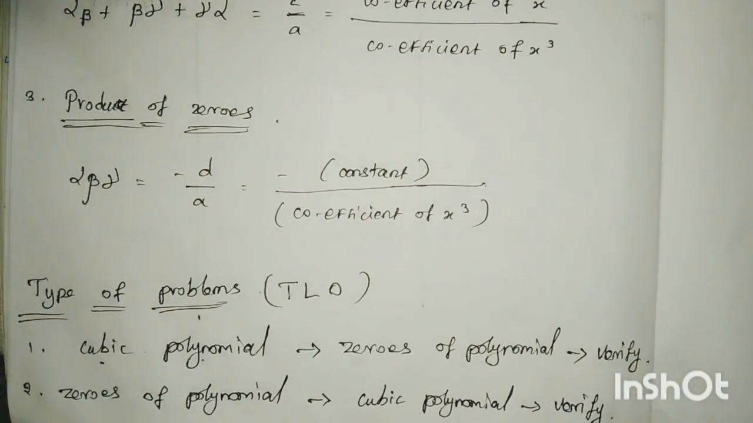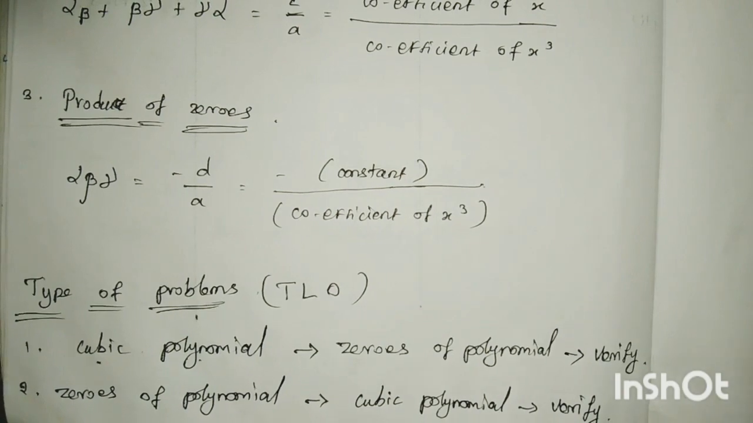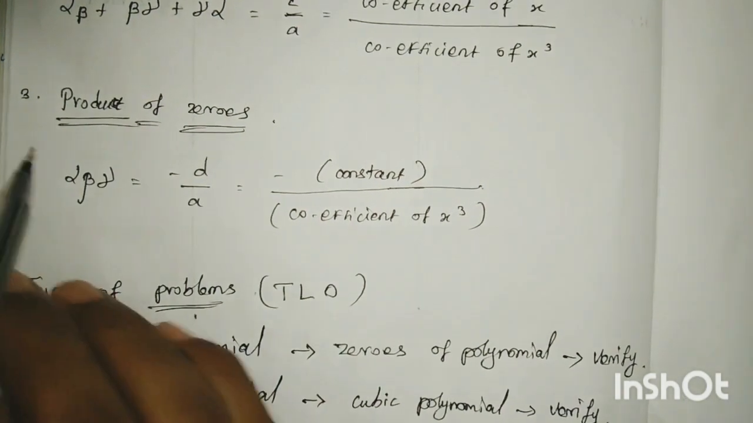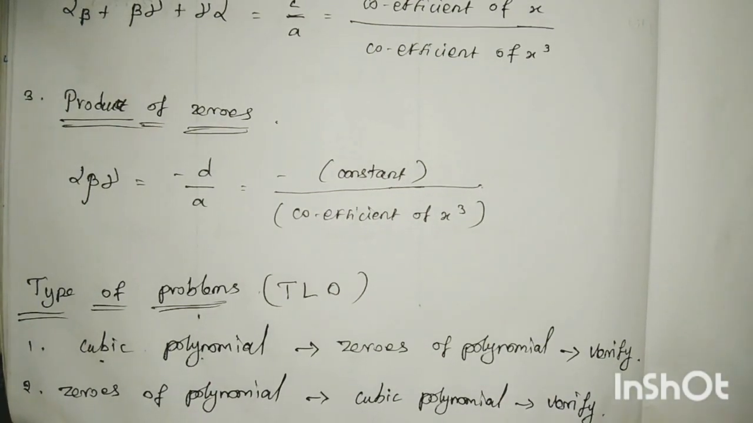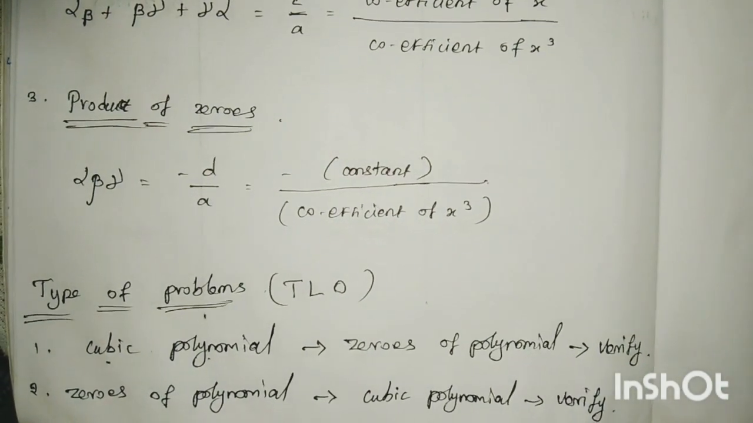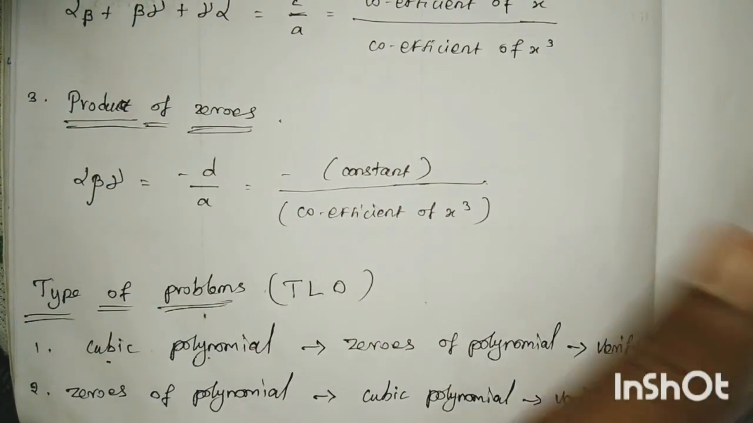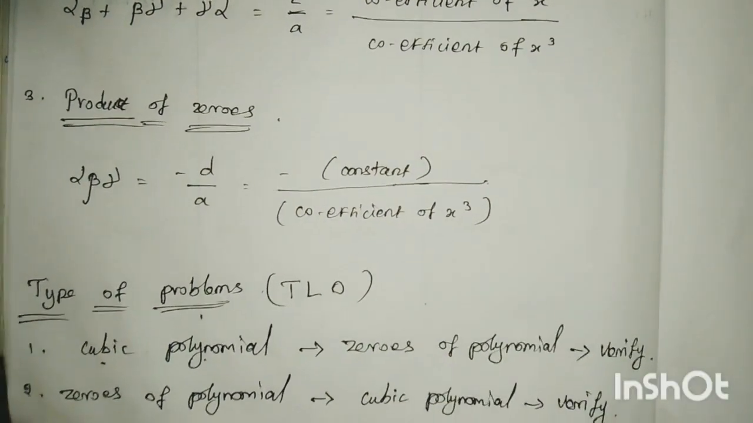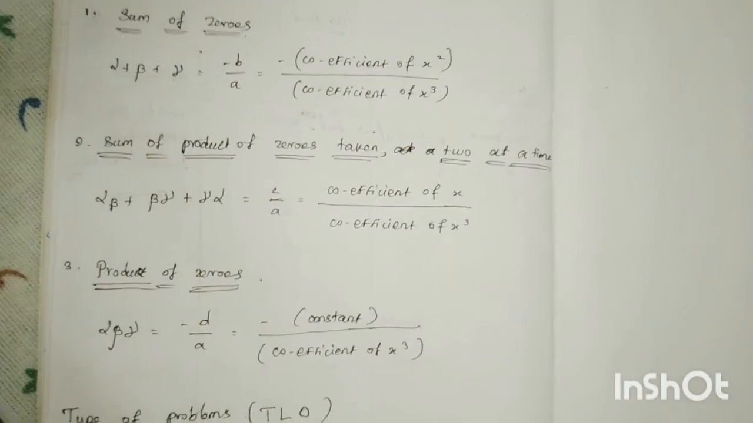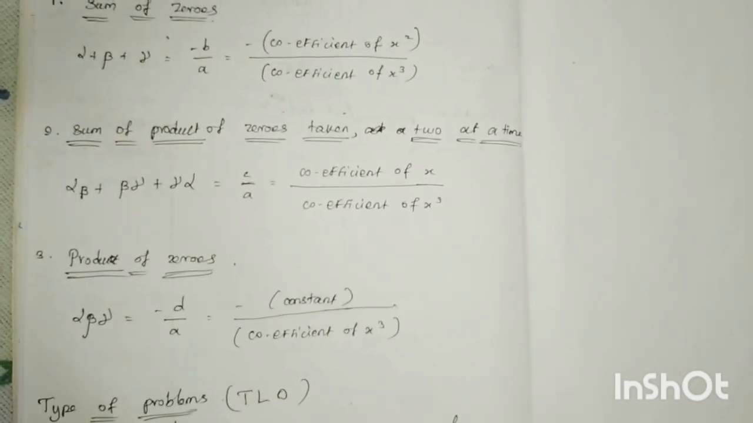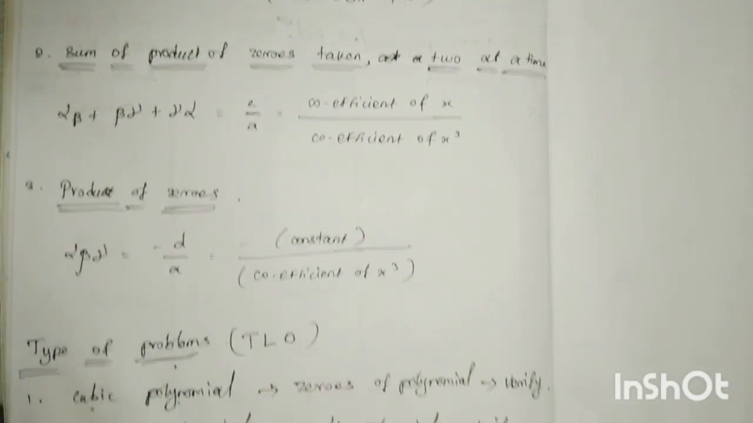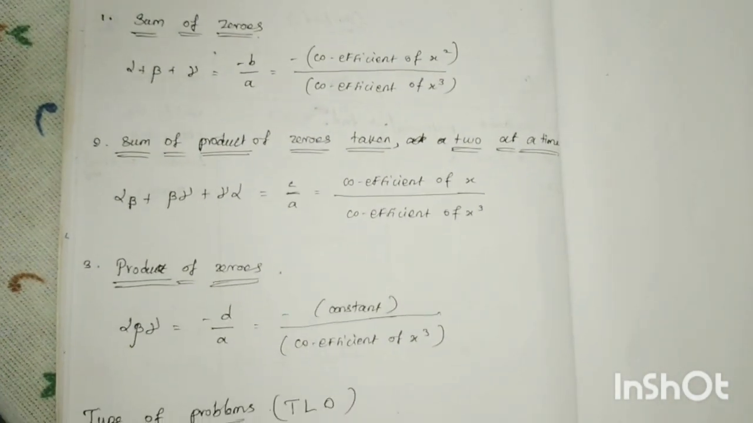The product of zeros is nothing but multiplying all the zeros. So alpha into beta into gamma is equal to minus d by a, where d is the constant and a is the coefficient of x cubed, right? Any doubt? In this cubic polynomial there are 3 relations between zeros and coefficients. The first is the sum of the zeros, the second is the sum of product of zeros taken 2 at a time, and next, the product of the zeros, right? I hope you are all clear on these 3 relations.